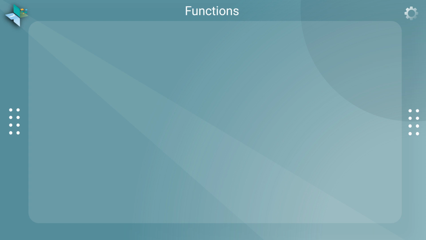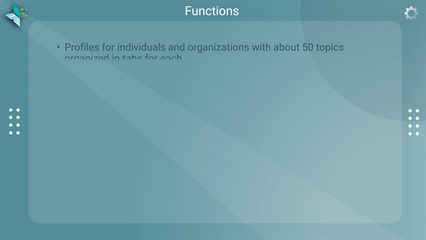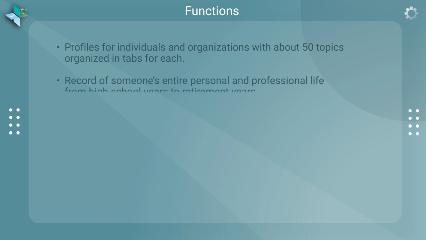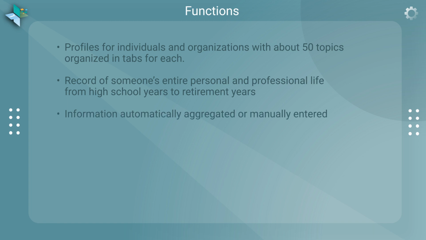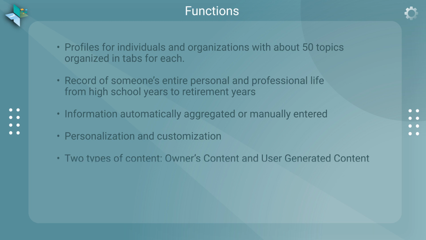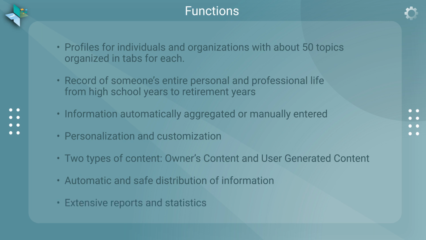Now let's summarize the main functions that you just saw. In summary, Profiles offers two very comprehensive types of profiles: profiles for individuals and profiles for organizations, with about 50 topics organized in tabs for each. Within those tabs, you can record someone's entire personal and professional life from high school years to retirement years. Information is automatically aggregated or manually entered. There's loads of personalization and customization. There's two types of content: owner's content and user-generated content. Automatic and safe distribution of information. Extensive reports and statistics.